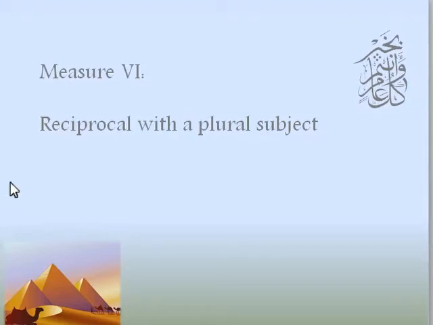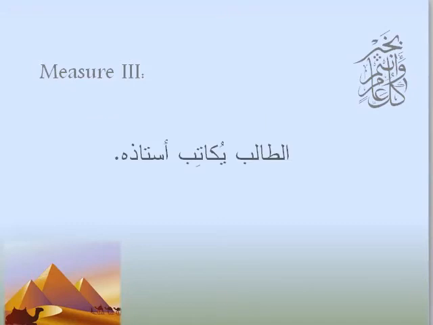But what we say is Measure 6 is reciprocal with a plural subject. Another way of saying this, Measure 3 is reciprocal, but the focus is on one particular subject. In this case, the focus is on everybody. But really, the context is going to make that clear. But anyway, let's look at some examples.